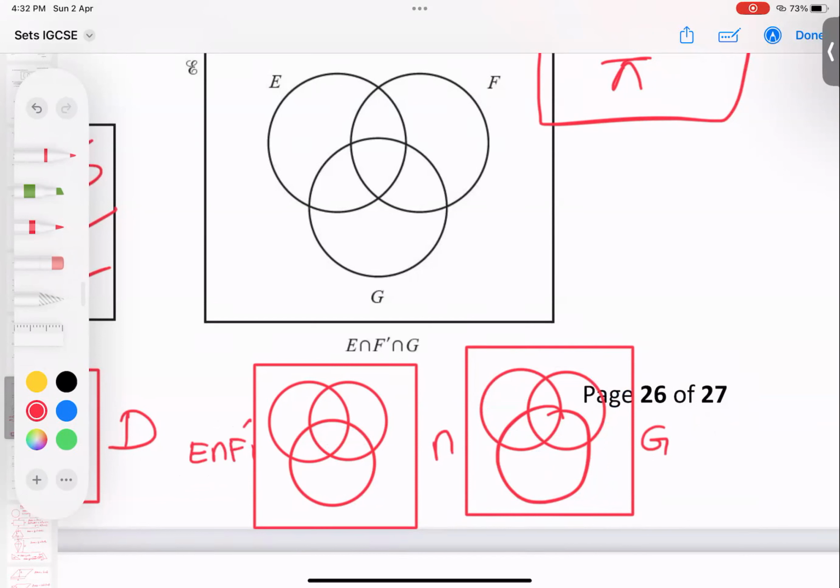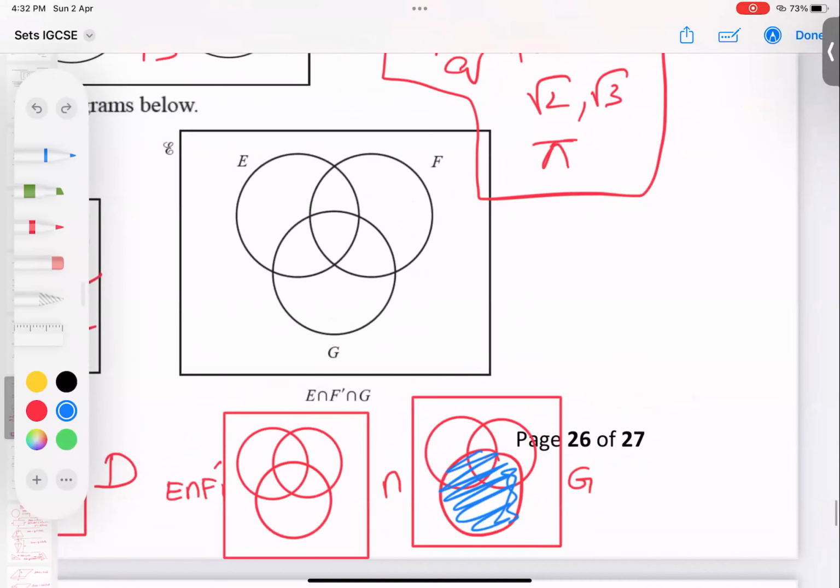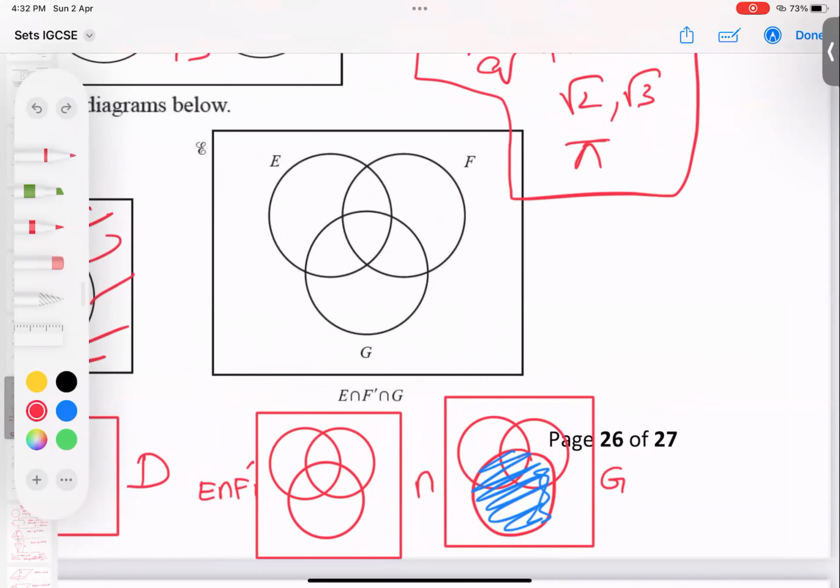So what is G, students? G means only the members of G, so I will shade the whole circle of G. Done. Now what is this one? If you are confused, no problem, we will make another diagram. If you are an expert, you understand what he is asking here: intersection, and E, I'm writing it here.